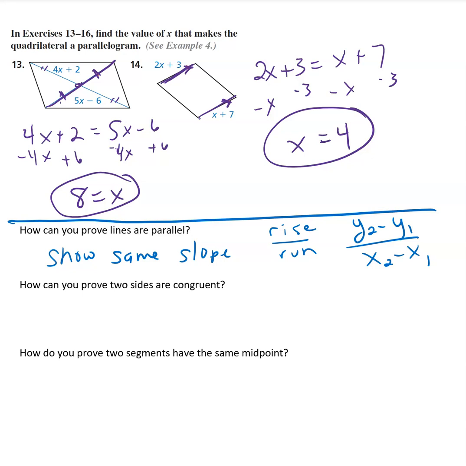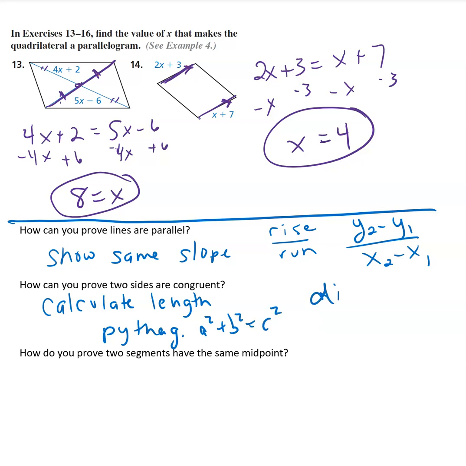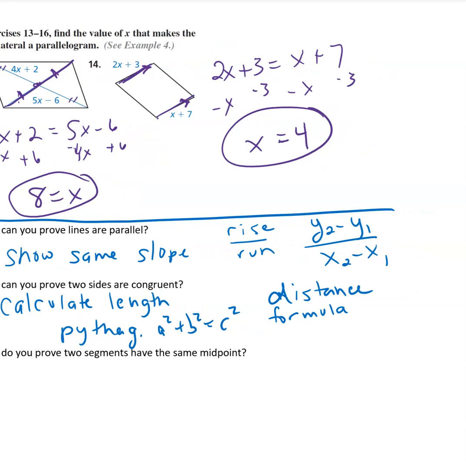Now sometimes we know that things like the opposite sides need to be congruent. If we want to find whether or not they're congruent, we need to calculate their length. Well, we can calculate their length either by using the Pythagorean theorem, a squared plus b squared equals c squared, or we can use the distance formula that we talked about earlier. And remember, the distance formula is just another version of the Pythagorean theorem.